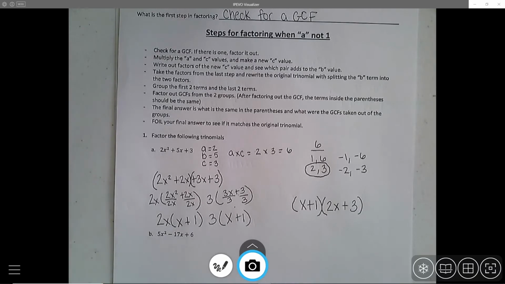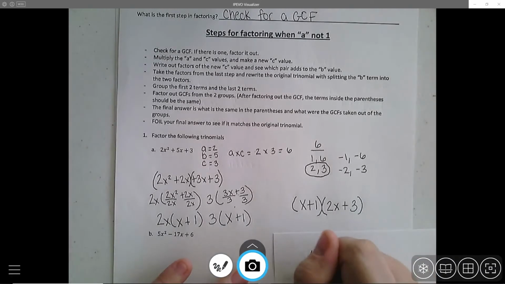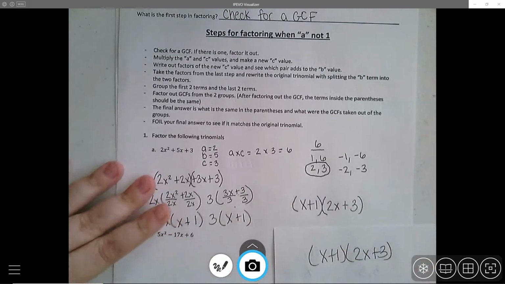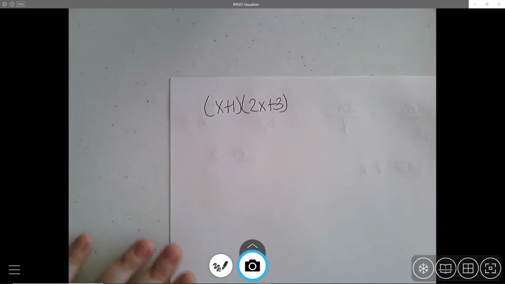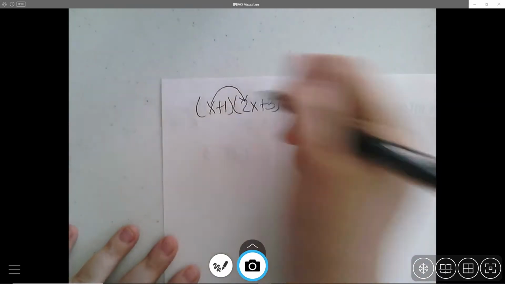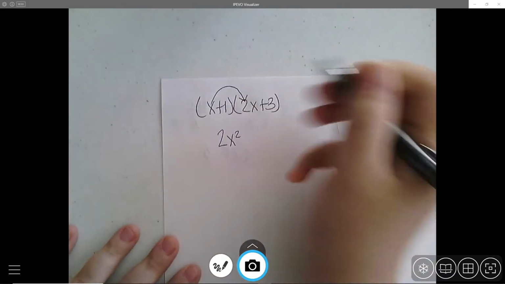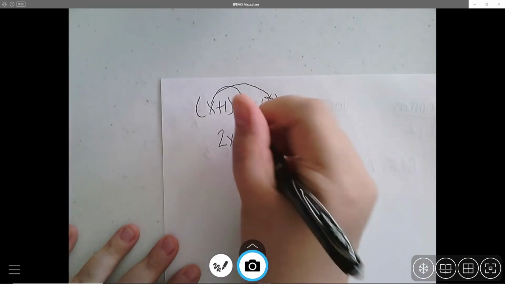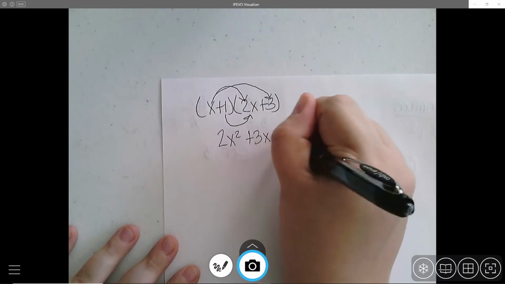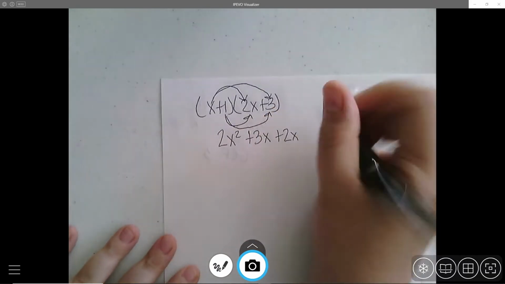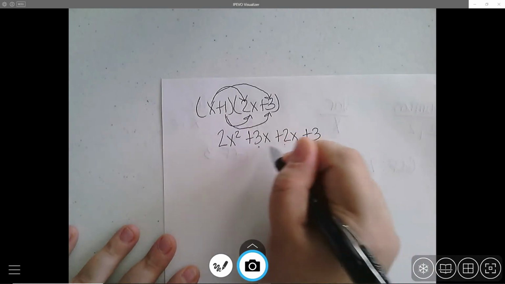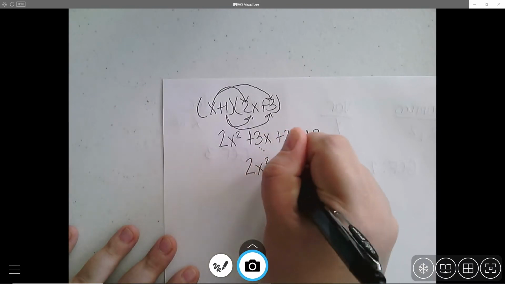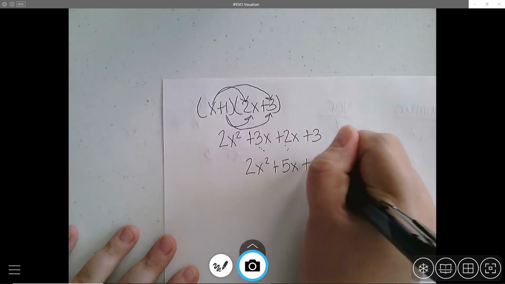Now it says we can check this with foiling. Let me write down our answer here real quick. Okay, I wrote down our answer. If we check this with FOIL, x times 2x is 2x squared. X times 3 is a positive 3x. 1 times 2x is a positive 2x. 1 times 3 is a positive 3. I can combine my 3x and my 2x because they are like terms. So I get 2x squared plus 5x plus 3.